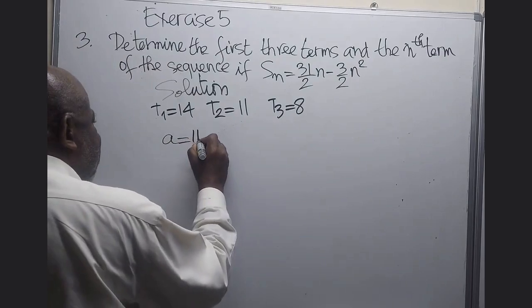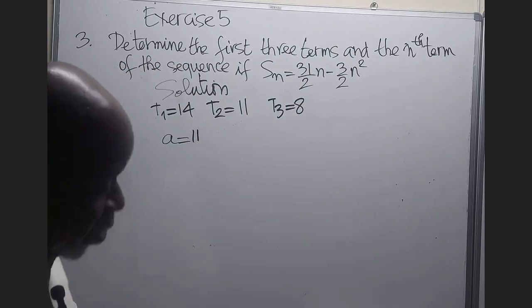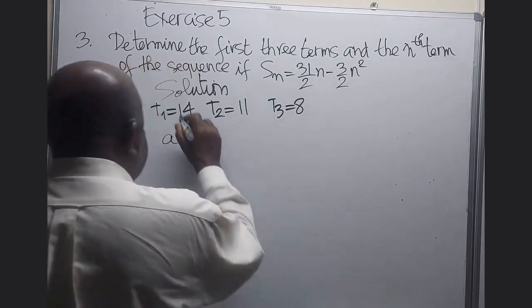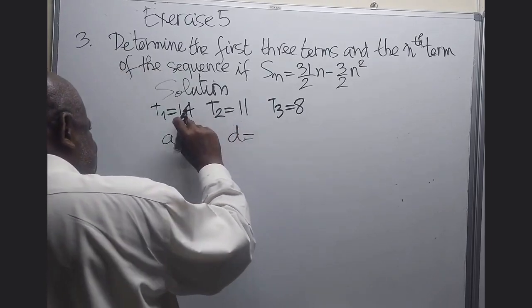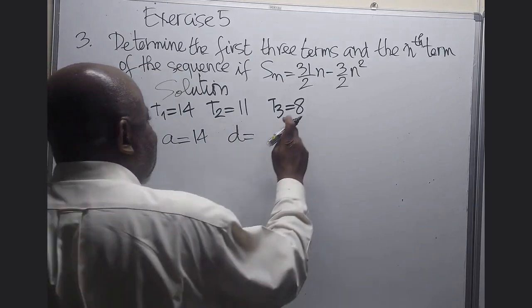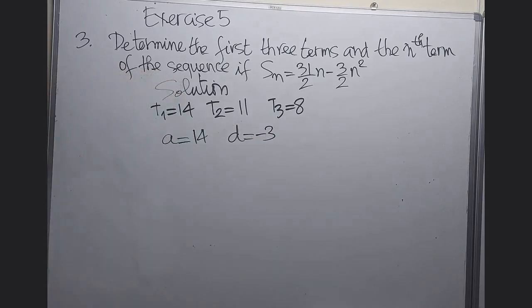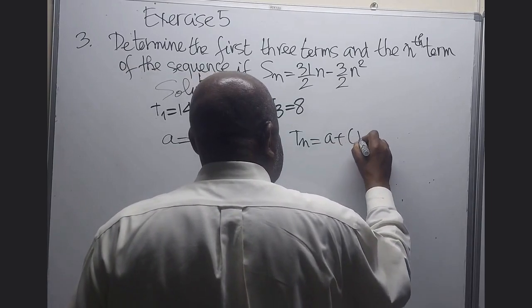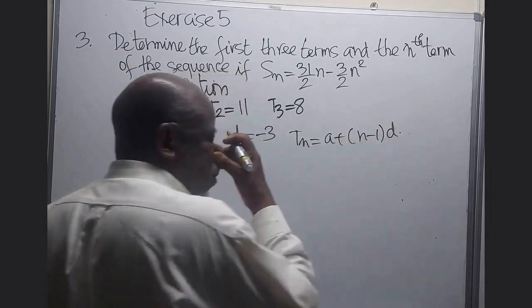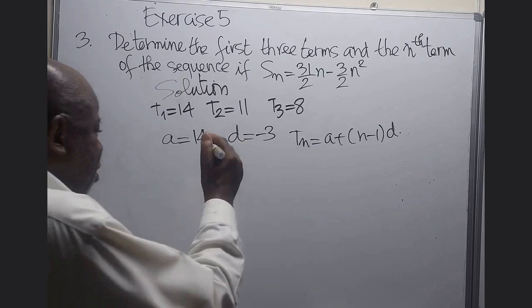A is equal to 14, not 11. A is equal to 14, and D will be equal to 11 minus 14, which is negative 3. 8 minus 11 is negative 3. So the first term is 14, and our common difference is negative 3. We know that Tn is equal to A plus n minus 1 times D, and that will be our nth term.